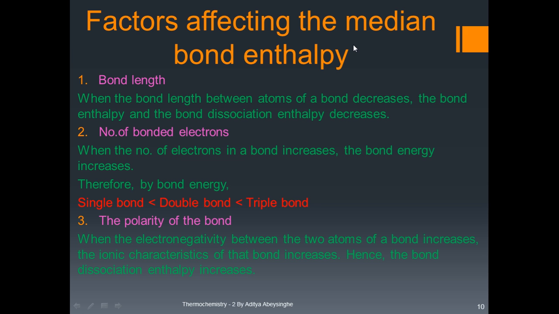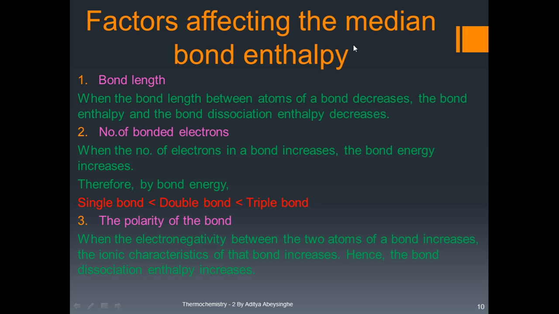Now when the bond length between atoms of a bond decreases, the bond enthalpy and the bond dissociation enthalpy decreases. You know that if you have some bonds, say sodium and chlorine, magnesium and chlorine, when the bond length decreases, the bond enthalpy and the bond dissociation energy decreases. When the number of bonded electrons in a bond increases, the bond energy increases. When the number of bonded electrons is high, you need more energy to break up these bonds.